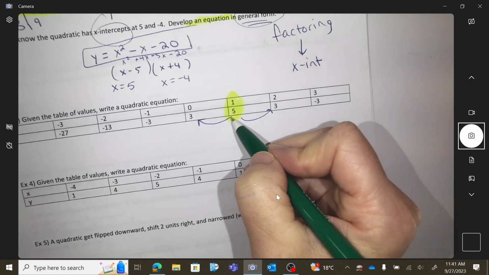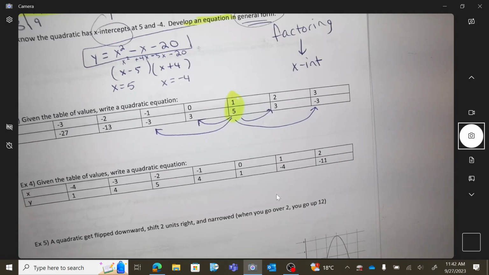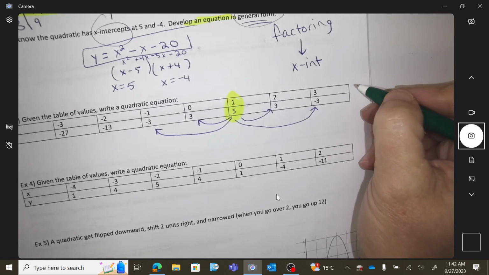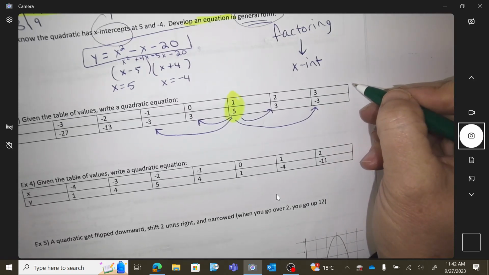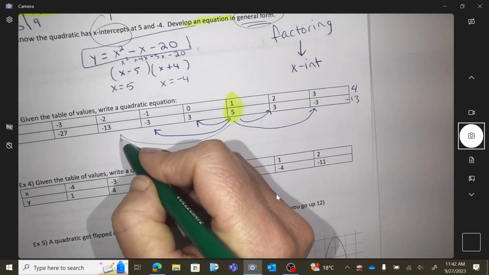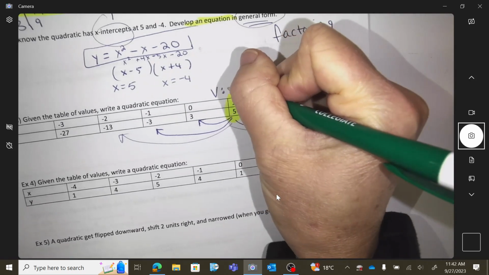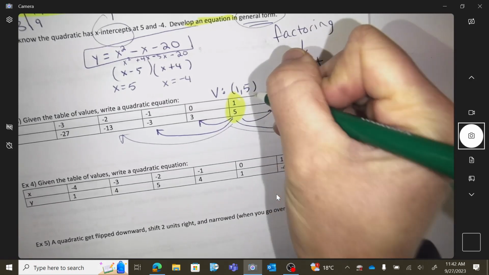What else do we have? Is that a symmetric pair? You see the symmetry? If I kept going, would you see that this should be what? 4 and a negative 13, right? See how it would keep going? Okay, so here's your vertex. 1, 5 is your vertex.